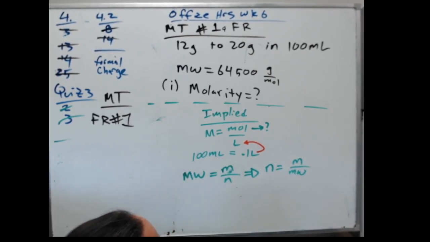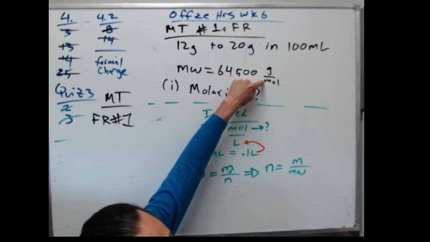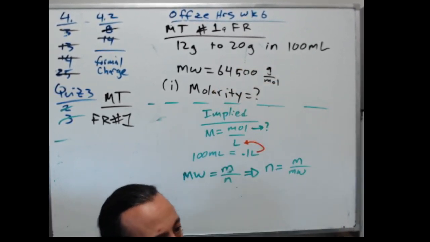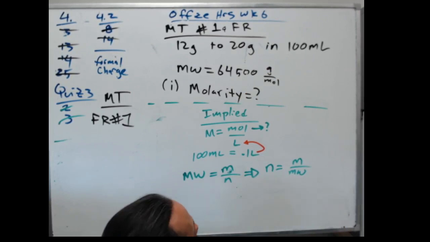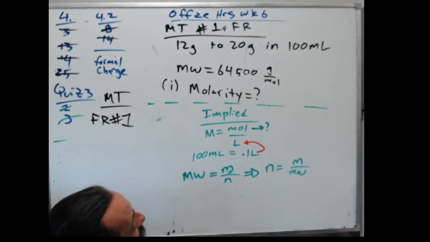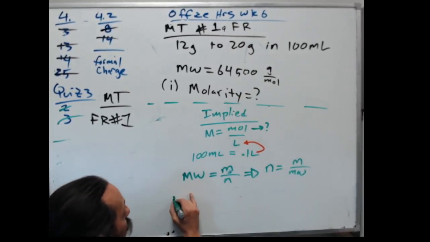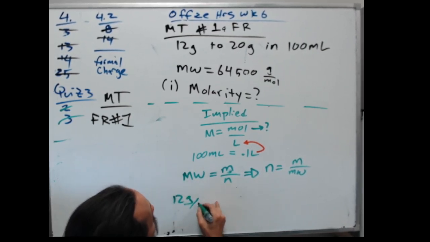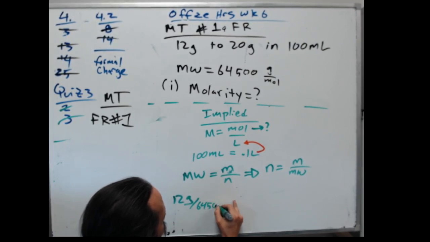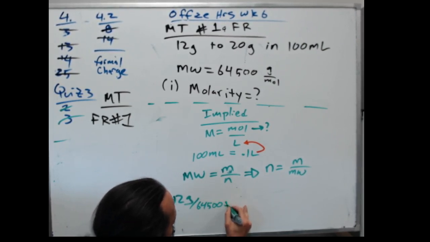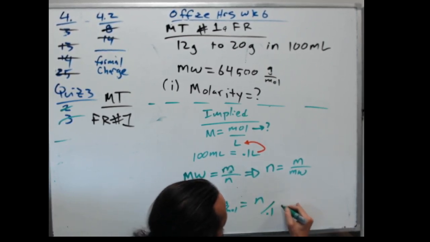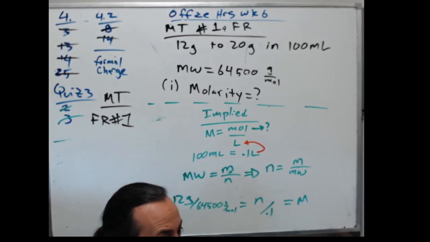That also makes sense because if I want to get moles, you notice my moles is on bottom? That means I need to flip this number over. I need to divide by it to get moles on top. So I do this rearrangement and I get 12 grams divided by 64500 grams per mole. That will get me my number of moles. Then I just take that divided by 0.1 liter. That gets me my molarity.